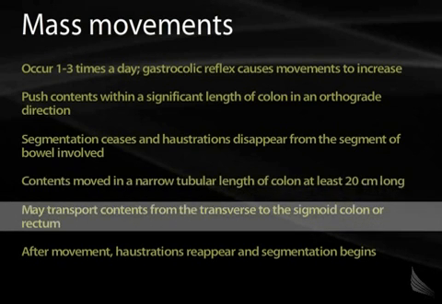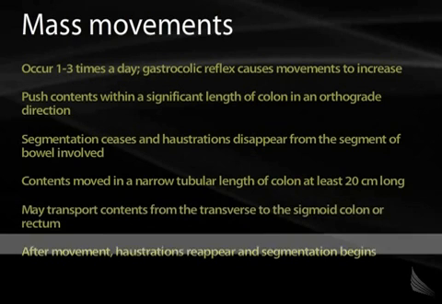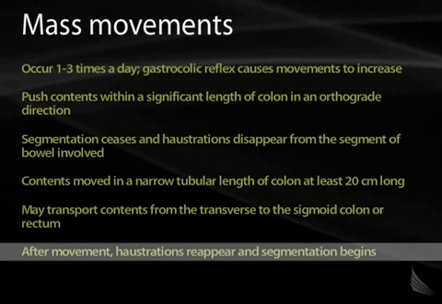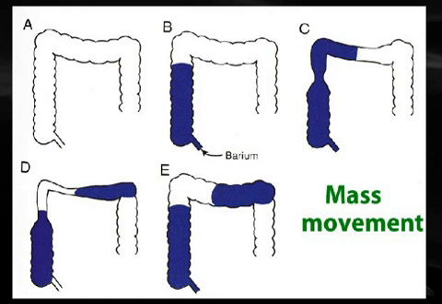This means that transport of contents may occur from the transverse colon to the sigmoid colon or rectum in one go. After these movements, the haustra reappear, segmentation begins again, mixing will restart, and will cease when the next mass movement is due to occur. As I said earlier, they occur 1 to 3 times a day, and the number of times that they can occur per day may be responsible for mediating how often people open their bowels.